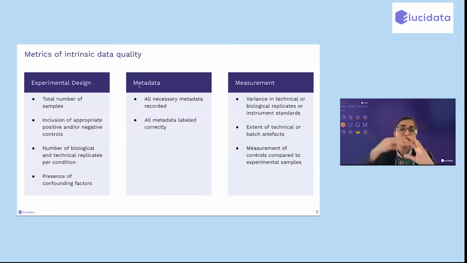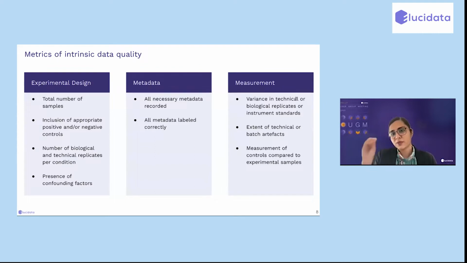And then the second category is metadata itself. Are all necessary metadata recorded, and have they been labeled correctly or not? And then the third category is the measurement, where we worry about the quality of the measurements that have been made. If it's an omics experiment, we worry about how the sequencing was done and what the quality of sequencing was. If it's an imaging experiment, we worry about the quality of the image that we have taken.